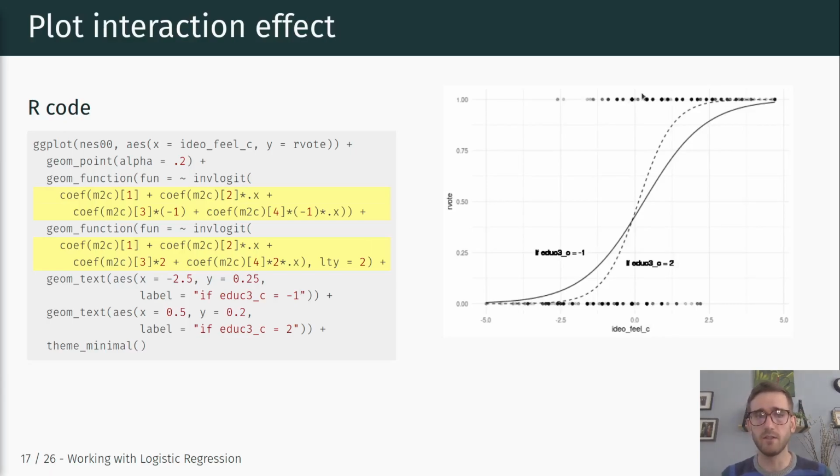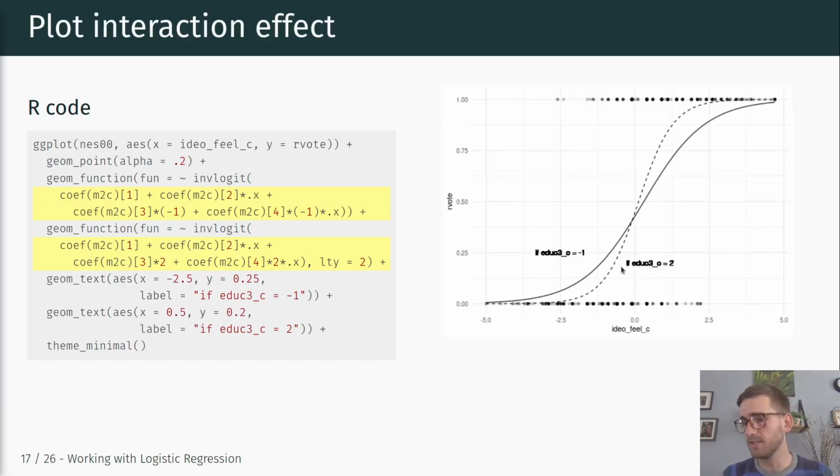Again, we see on the x-axis we have our ideological feeling thermometer. On the y-axis we have vote for the Republican candidate, which is either 1 or 0. And now we not only have one logistic curve, but we have two separate logistic curves with varying slopes due to the interaction term that we included.